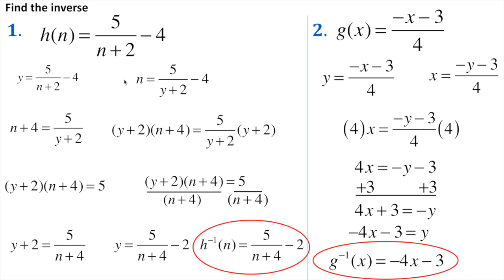Okay, so this became, and notice I use an n here. Whether it's an n or an x, it really doesn't matter. We're still switching the two variables around. But then we multiply both sides by this y plus 2, and that's what gave us this one here. Then, I want y all by itself, so I'm going to divide both sides by n plus 4, so I can get rid of this portion here. Those two will cancel out, leaving me just y plus 2. And then I ended up with 5 over n plus 4.